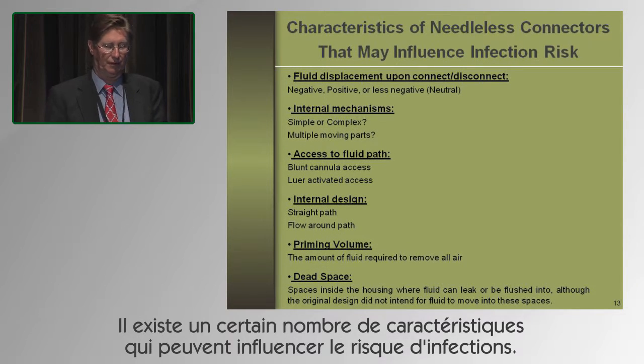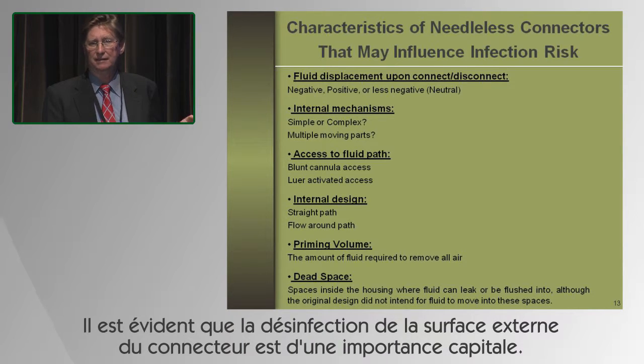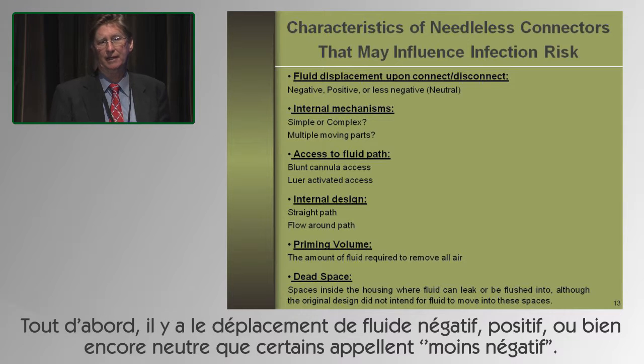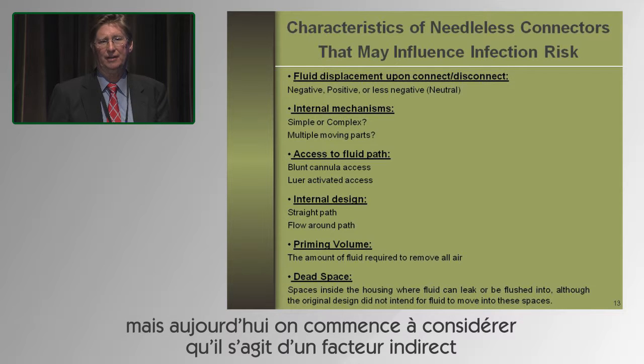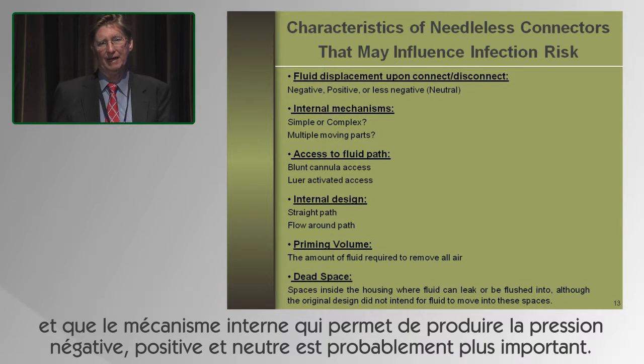There are a number of different characteristics that can influence the infection risk. Obviously, disinfection of the external surface is critically important. Fluid displacement, negative, positive, or neutral, or what some people call less negative, was initially thought to be a major factor, but now is thought more to be an indirect factor, and the mechanism of how the negative or positive or neutral pressure is produced in terms of the internal mechanism is probably more important.